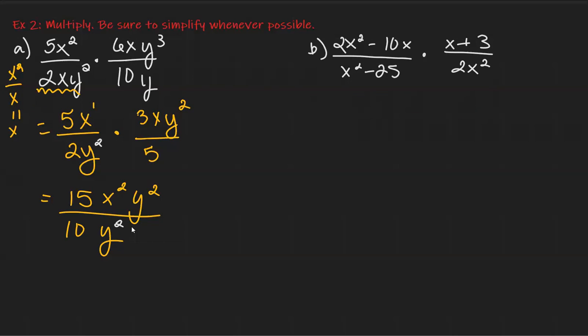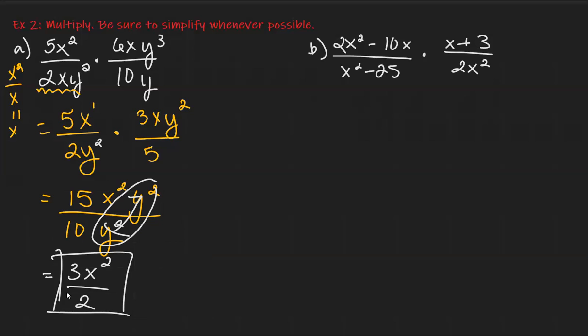So then, anything else we can simplify? Yes. This is 15 over 10. What can I divide each of those by? 5. So that's going to become 3x squared. Now these y squareds will simplify to become 1. So then I'm just left with 3x squared. And this 10 becomes a 2, right? Because I can divide each of them by 5. So then this is our final answer. All right, notice that we just multiplied across when we multiplied these two rational expressions together.